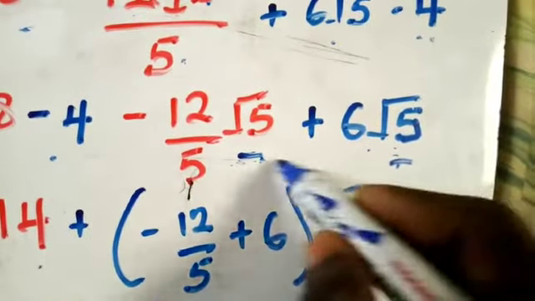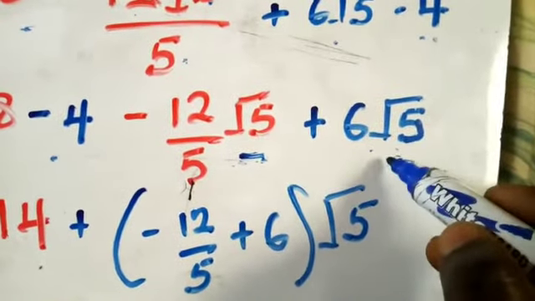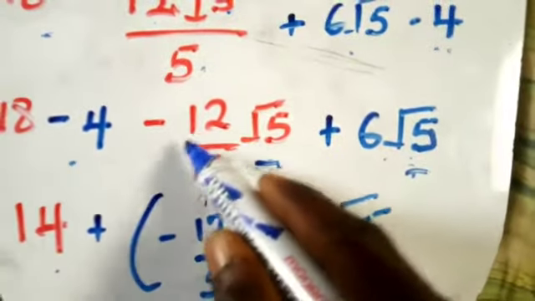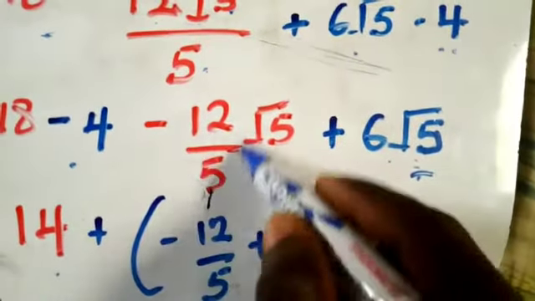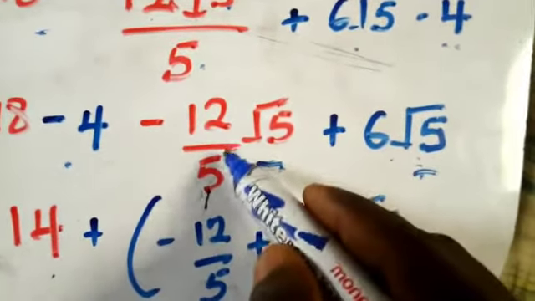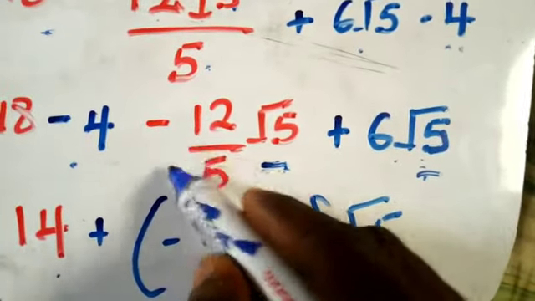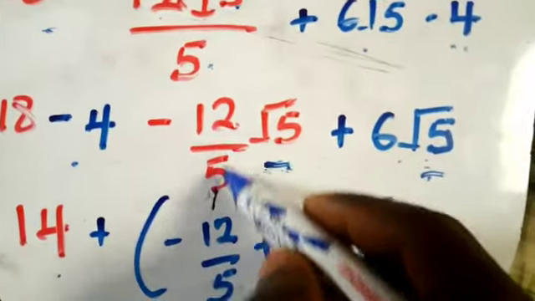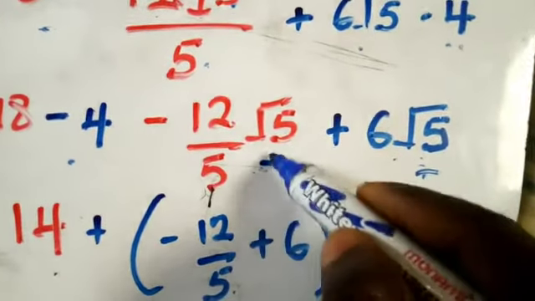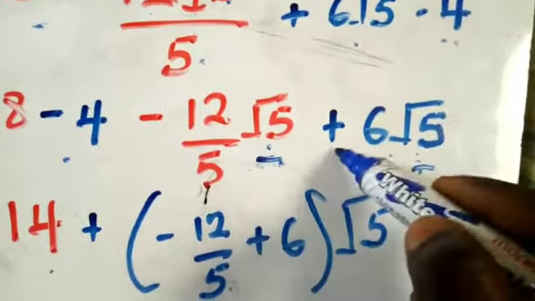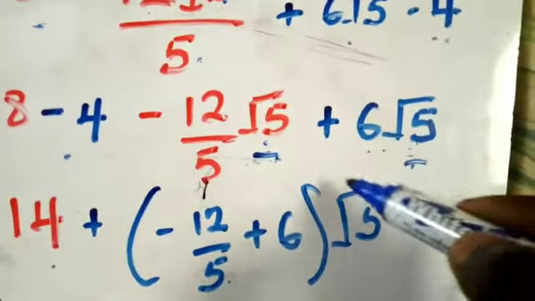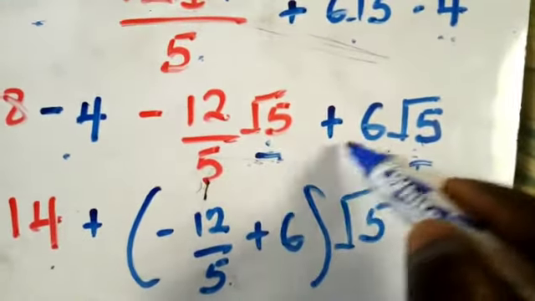So of course this guy we can add them. Is that okay? So I'm having minus, don't forget the minus. The sign in front of the number is exactly what belongs to that number. So this guy is having a minus in front of it. So I'm having minus 12 over 5 times root 5, and plus 6 root 5. So you are going to combine the number to the number here, right?